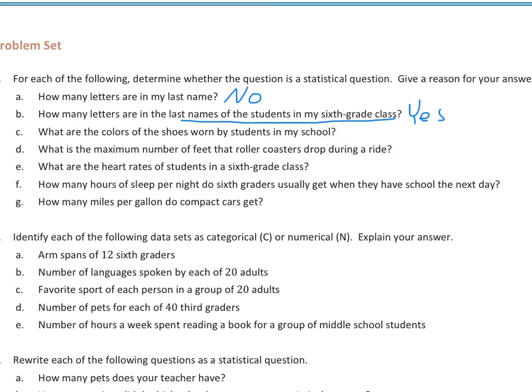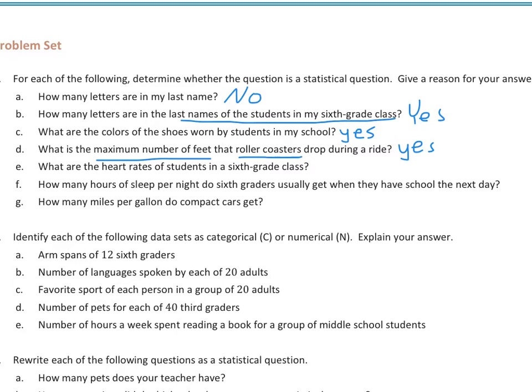Okay, what are the colors of shoes worn by students at my school? Yes, I'm going to have to take that. I'm going to have to go around the school and look at people's shoes and write stuff down and analyze it. It's the maximum number of feet that roller coasters drop during a ride. That sounds like an absolute yes. The key is roller coasters. Which ones? Right? Now, we will need to get more specific because this is way too broad, but we're going to have to study some roller coasters, find out their maximum number of feet that drop from the highest hill and go from there.